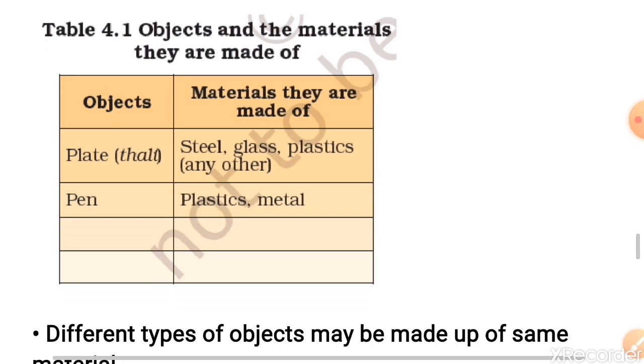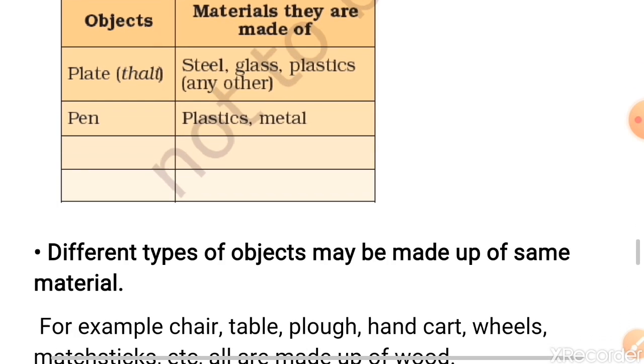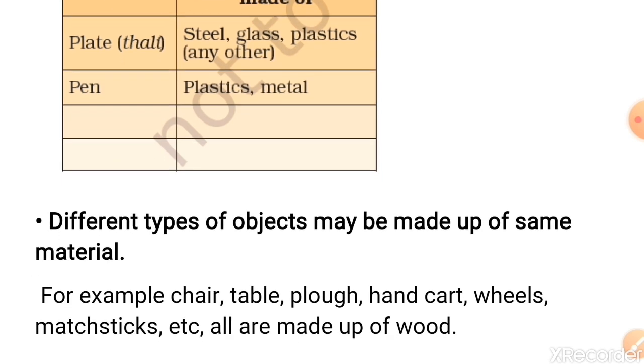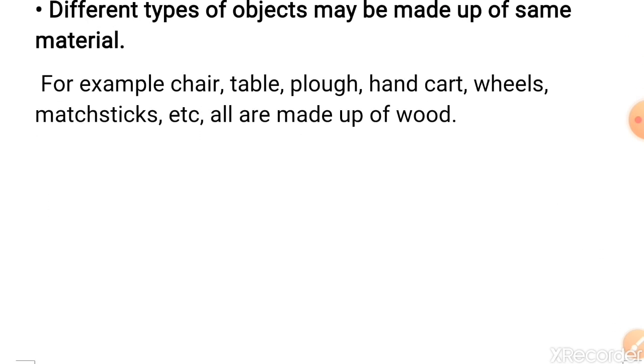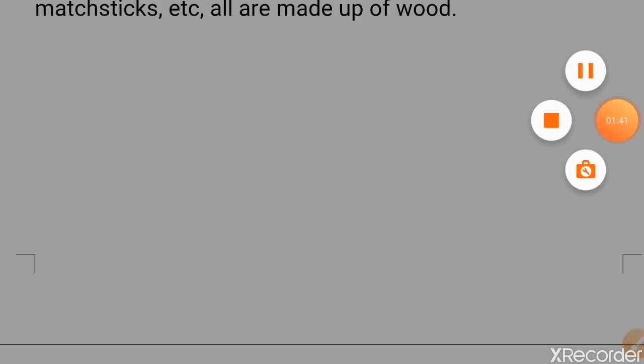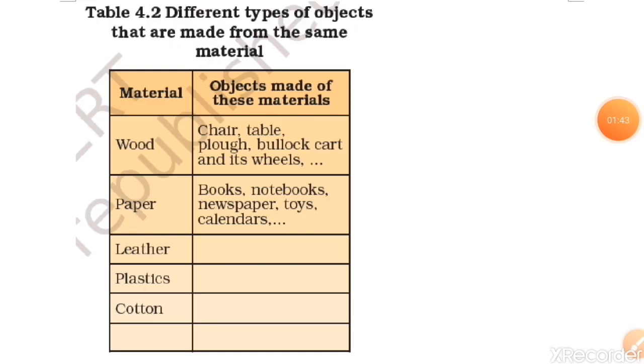Now different types of objects may be made of the same material. Yes, different kinds of things can be made from a single material. For example, chair, table, plow, handcart, wheels, matchsticks, they all are made of wood. So we will fill a table here. Different types of objects that are made from the same material.